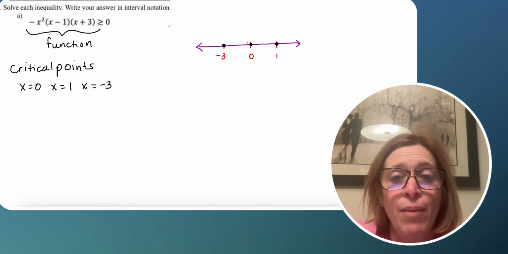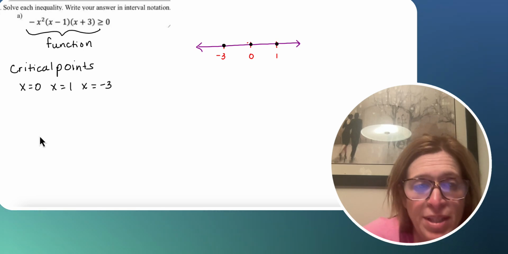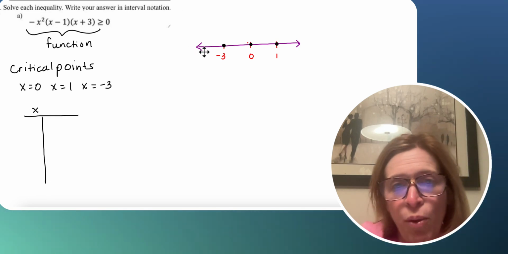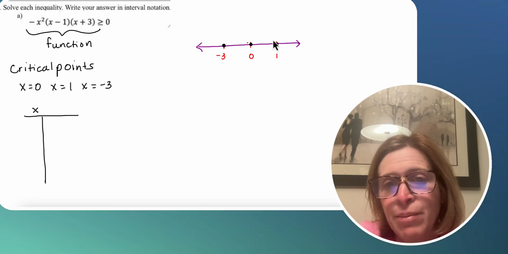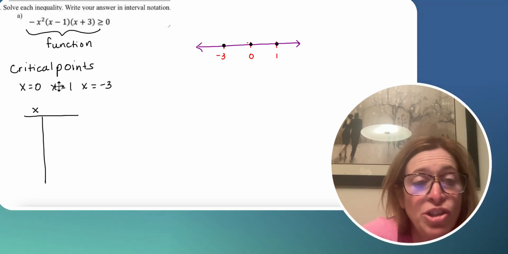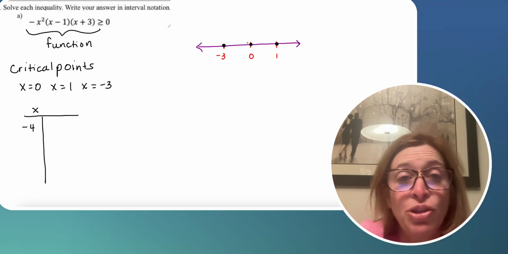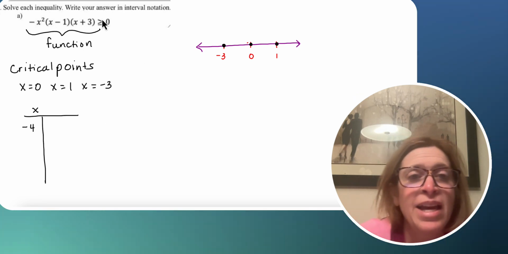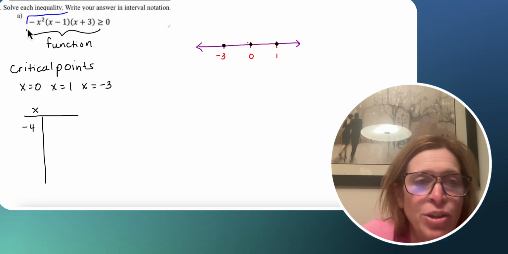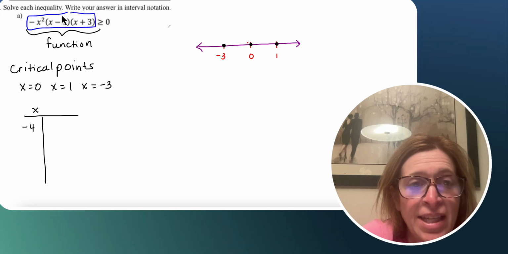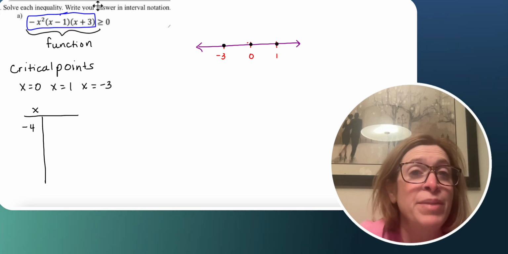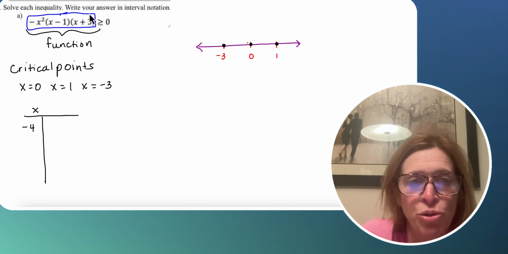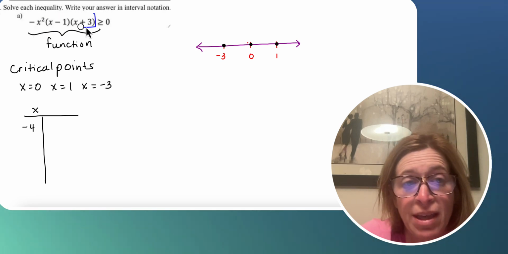All right, so how am I going to do that? Well, I'm going to just throw in some test points. I'm going to use the test points to the left and in between all those zeros. So I'll start with negative 4. Now here's the cool thing. You don't really actually have to get the value. You just have to see if, when I plug the value in, if this side is greater than 0, meaning it's positive. If it's not, then it won't be true wherever that number you plugged in is coming from.